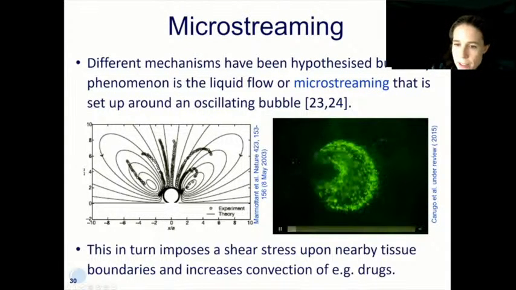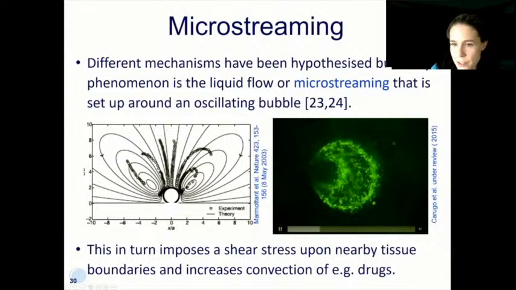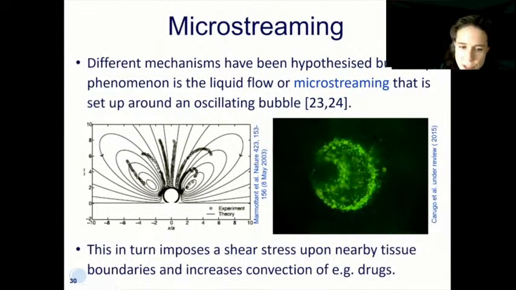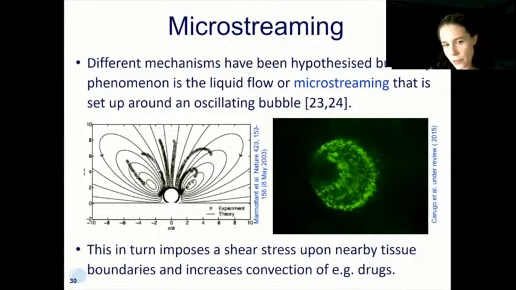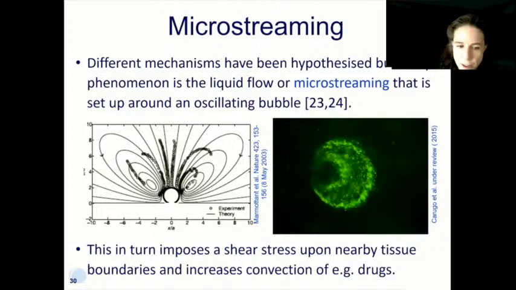There is a bubble located here. We have some fluorescent particles in the surrounding liquid, and you can see the flow that the bubble is producing. And that flow can be quite rapid. There can be very, very high velocities local to the nearby tissue, and the shear stress produced by the motion of that fluid can both affect the permeability of that membrane and also the convection of drugs in the surrounding fluid.